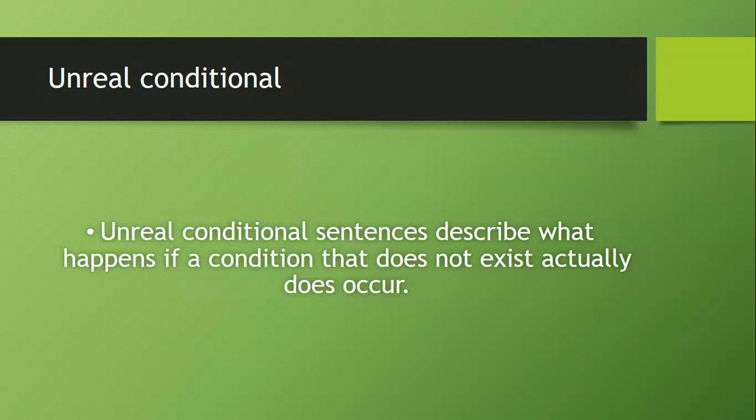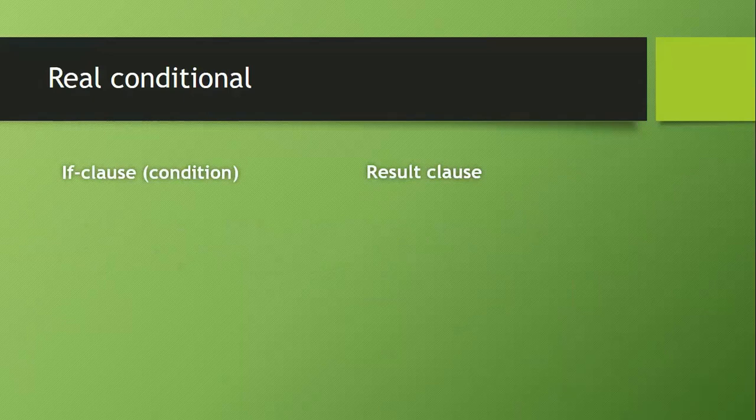The unreal conditional is quite different, because this describes something that happens if a condition that does not actually exist does occur. This is an imaginary action. Then it doesn't happen, it doesn't exist, even though we are going to imagine it and consider what the result of this action would be, right? Then, for the conditional, we have two sentences. The first is the if clause, which is a condition, and then we have the result clause.